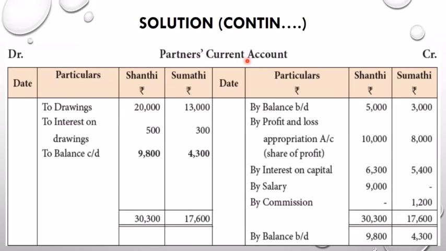So next is partners' current account. As in the question, it was given, it's a credit balance. We are showing on the credit side as 5,000 and 3,000. Also, it was given share of profit. So by profit and loss appropriation account, it is 10,000 and 8,000. And interest on capital, salary of Shanti, commission of Sumati is all shown on the credit side. Moving on to the debit side, we have drawings. We have interest on drawings. Yes. Then balancing figure gives partners' current account. Hope you would have understood. Let's move on to the next.